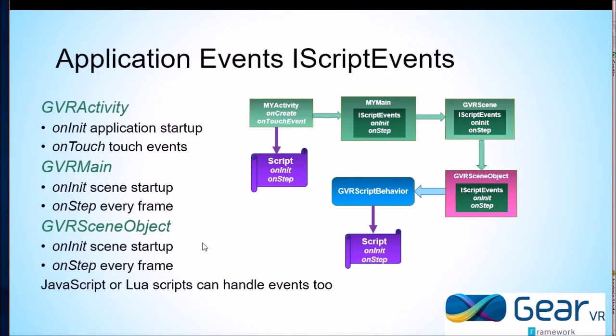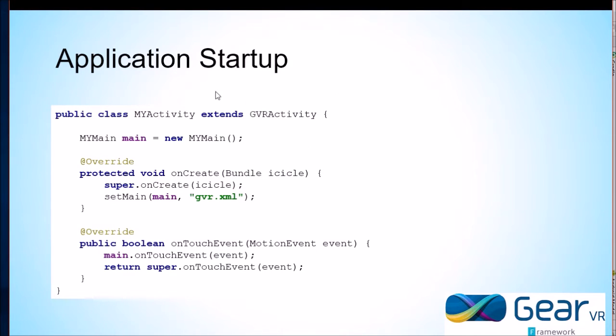In addition to having Java onInit and onStep overrides, you can also attach scripts to the activity or the main, or through the GVRScriptBehavior component, you can attach them to scene objects too. And this allows your scene objects to have scripts written in JavaScript or Lua, and these can also handle the events for the application. Here's an example of the application startup, and these are the event handlers that we wrote in lesson 2 for activity to handle creation and touch.